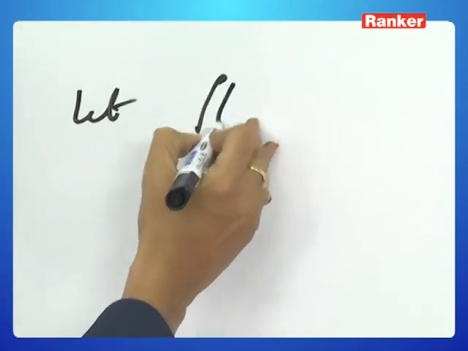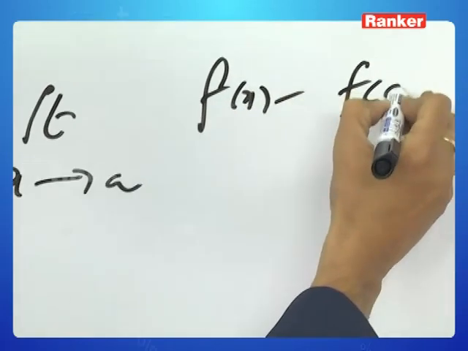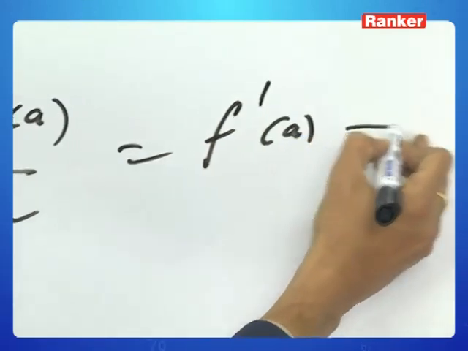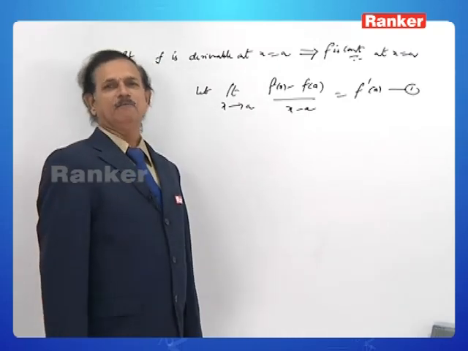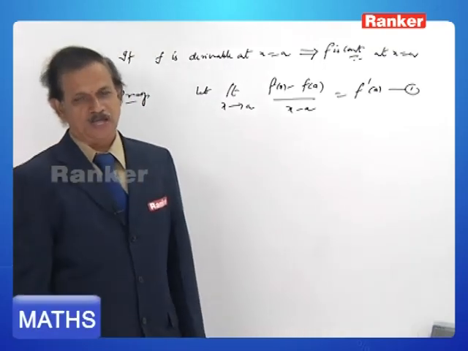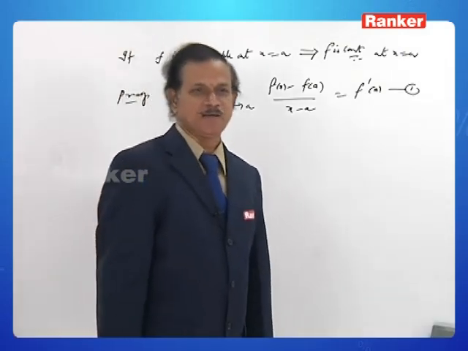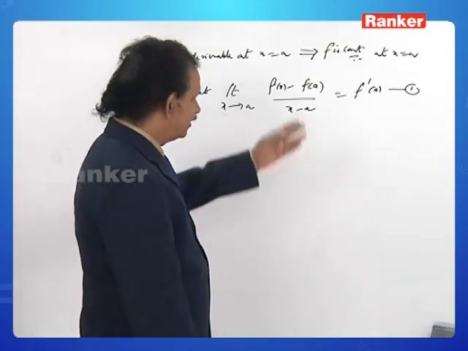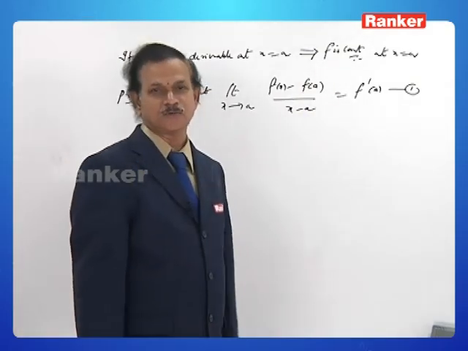Let the limit as x tends to a of (f(x) minus f(a)) by (x minus a) be equal to f dash a. With what authority am I able to write this step? Because I am given the information that f is derivable at x equal to a. So I am given to understand that the limit as x tends to a of (f(x) minus f(a)) by (x minus a) surely exists. That is why I am naming it f dash a. Let it be like that. What would you like to prove? f is continuous at x equal to a.